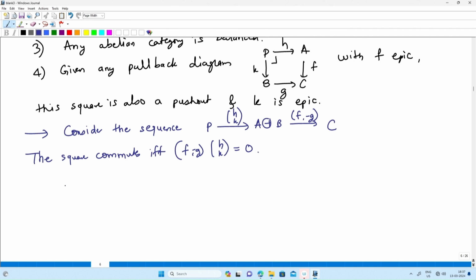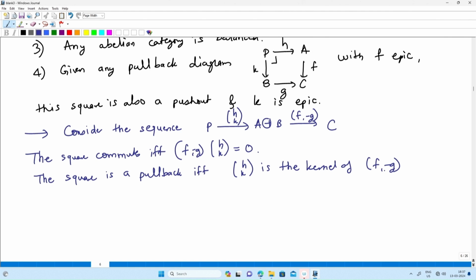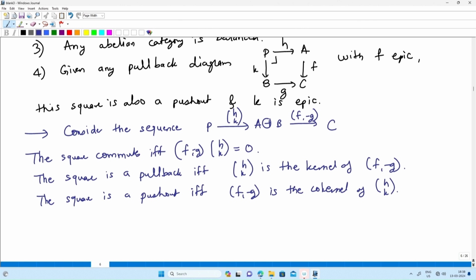Okay, then the square is a pullback diagram if and only if (H, K) is the kernel of (F, minus G), and similarly there is another statement: the square is a push out if and only if (F comma minus G) is the co-kernel of (H, K). Okay, so all these properties are true.